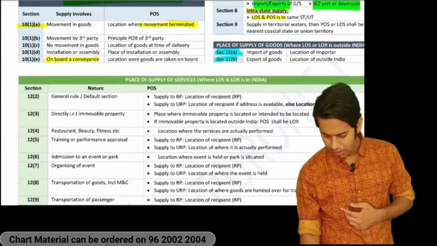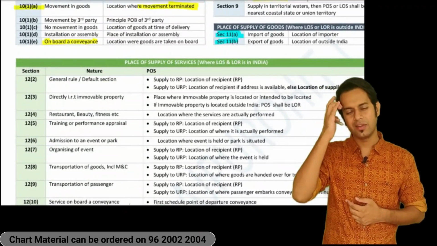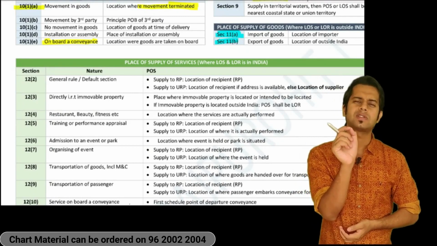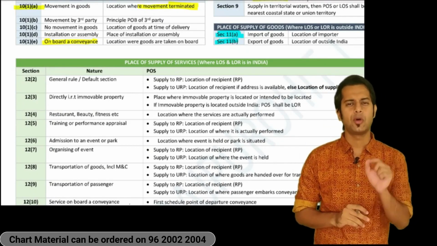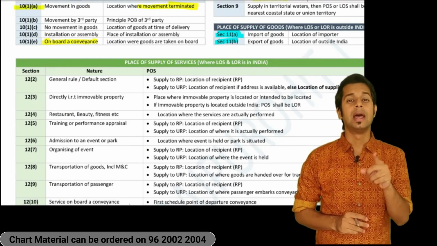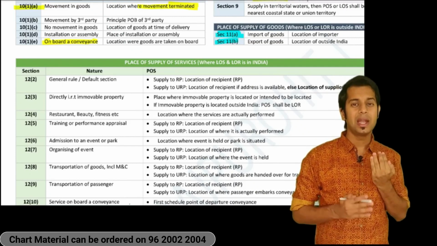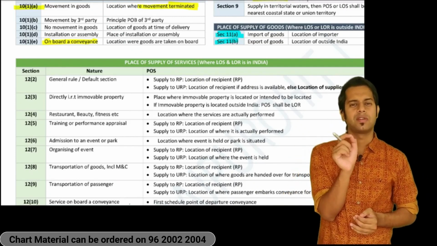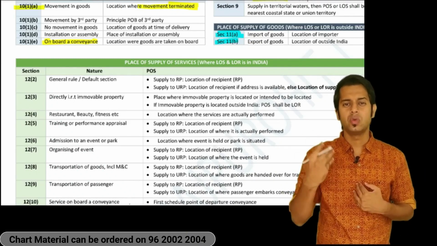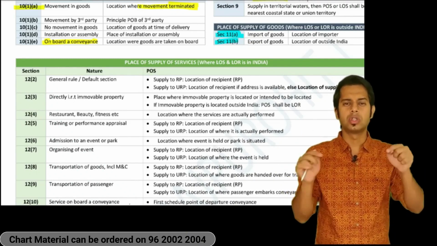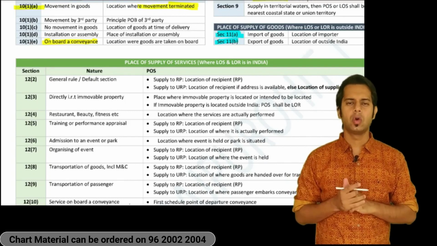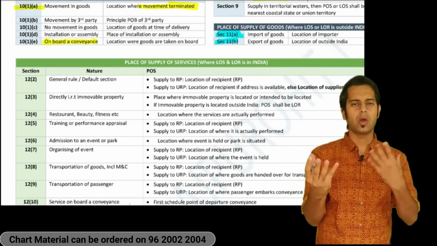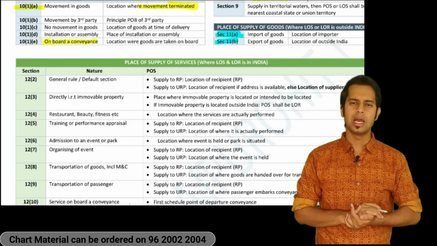Now, next we'll discuss straight away without wasting a single second, the place of supply of services. Section 12 talks about place of supply of services where the location of the recipient and the location of the supplier both are in India only. Where the person who is supplying and the person who is receiving, both of them are in India, then I will go to section 12. If any one of these, either supplier or the recipient, is outside India, I will go to section 13.